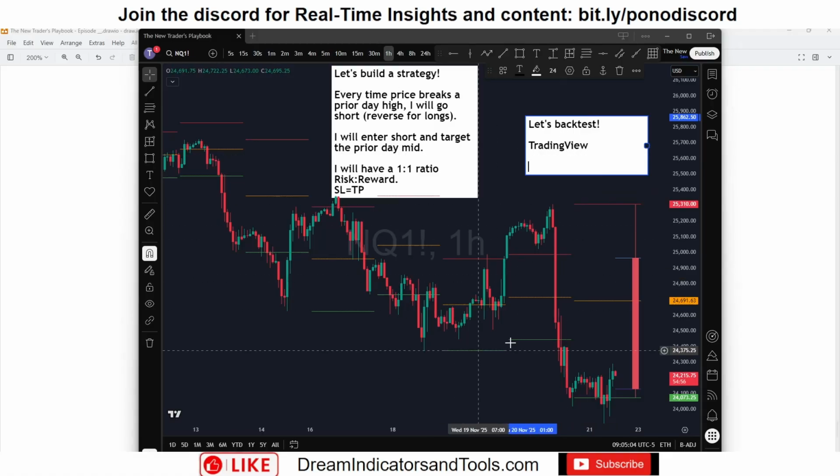Also, using an indicator like you're seeing right here, our prior day open, high, low, mid, close indicator, can help make this process a lot easier because I don't have to look at the previous day to find out what its high was, to find out what its low was. I can just turn the indicator on. Boom, done.